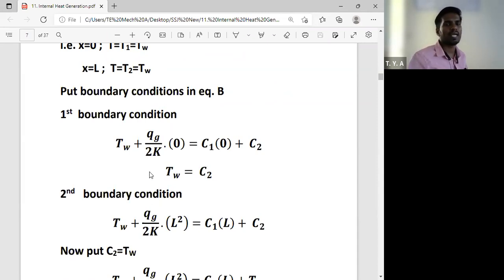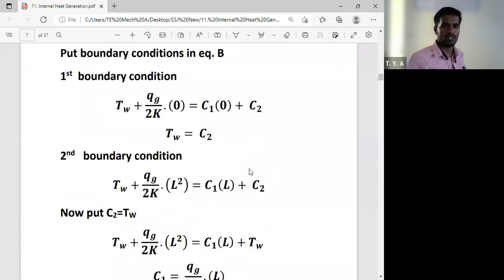Then apply the second boundary condition and find out the value of C1. Apply the second boundary condition. Put those values into equation B. Then we get the equation TW plus QG by 2K into L square is equal to C1 into L plus C2.